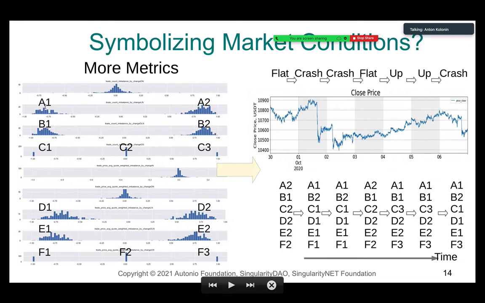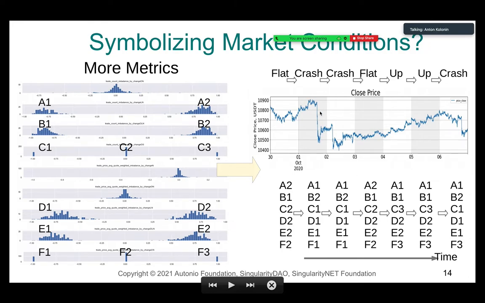Like A, we can have either A1 or A2. B, we can have either B1 or B2. So we can describe the flat market conditions like A2, B1, C2, D2, and that's the flat market. And that's another flat market, and it is also described by the same number of parameters.